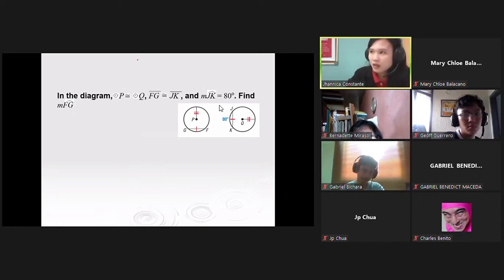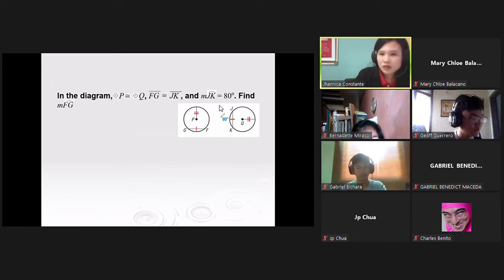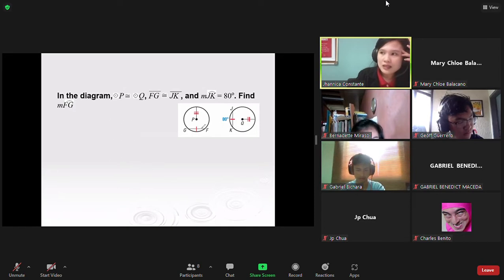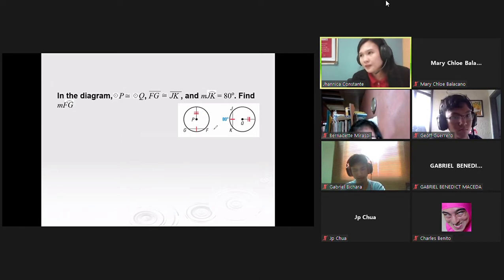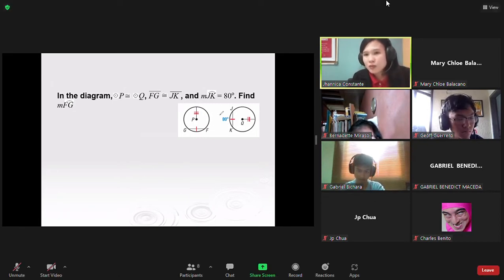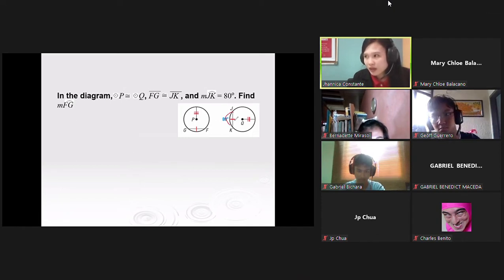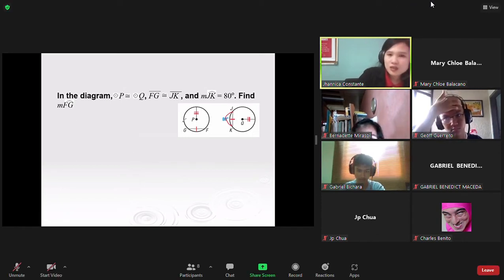As you can see here, each circle has two chords. It's stated in the problem that circle P is congruent to circle Q, where the chord FG has the same measurement as the chord JK. If the measurement of our arc JK, which is this arc, is equal to 80 degrees, what will be the measurement of our arc FG?